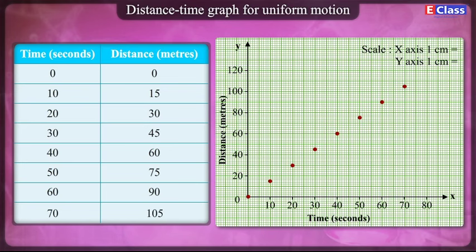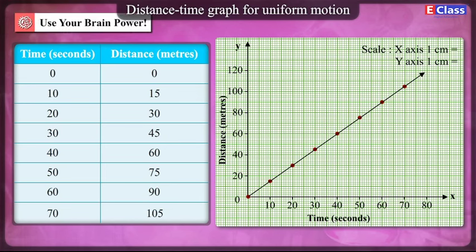An object in uniform motion covers equal distances in equal time intervals. Thus, the graph between distance and time is a straight line. Use your brain power. In the distance-time graph above, what does the slope of the straight line indicate?